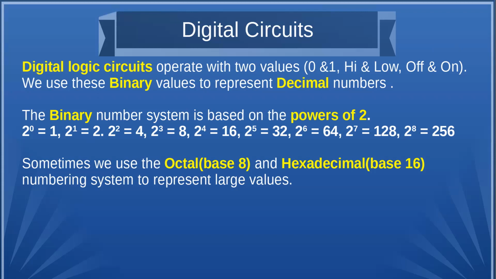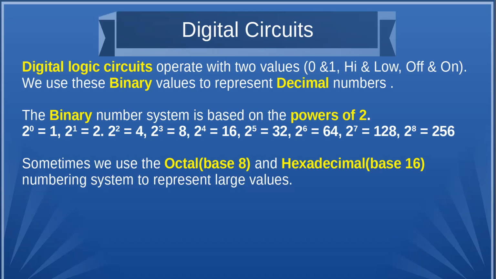Digital logic circuits operate on two values: zeros and ones, trues and falses, offs and ons, highs and lows, all kinds of different terms, mark and space, which we talked about earlier. And that's how we represent decimal numbers. The binary numbering system is based on the powers of 2. So it's a base 2 system as opposed to our normal decimal base 10 system.